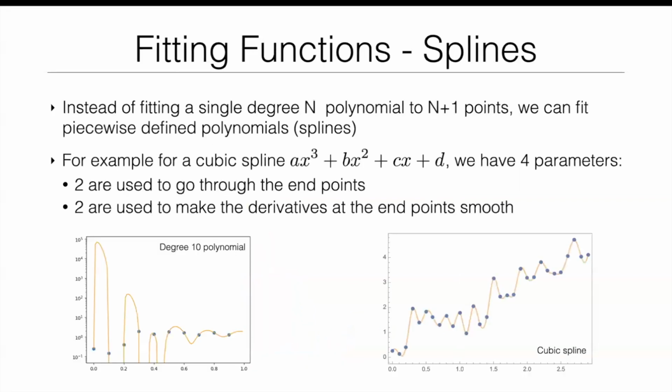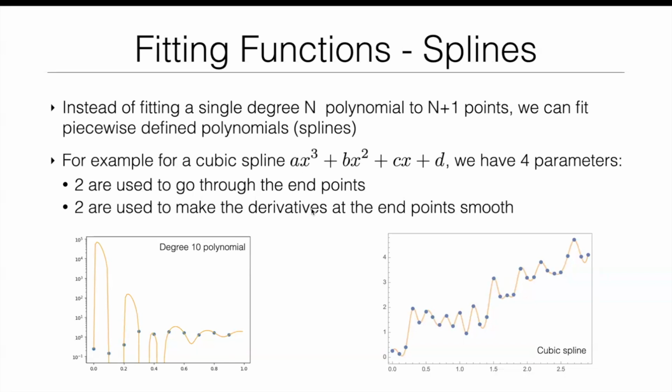So an alternative in the fitting community, which has been around for a very long time, is instead of trying to fit a single degree 10 polynomial, you can fit a bunch of piecewise polynomials. These are then called splines. So for the example of a cubic spline, I take a cubic function, ax cubed plus bx squared plus cx plus d, and this now has 4 parameters. And I put this between each of these points. I'm not trying to interpolate the entire thing with the degree 10 polynomial. I'm just interpolating a piecewise polynomial between 2 points.